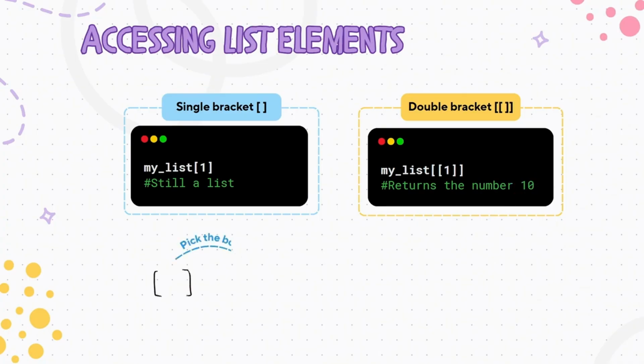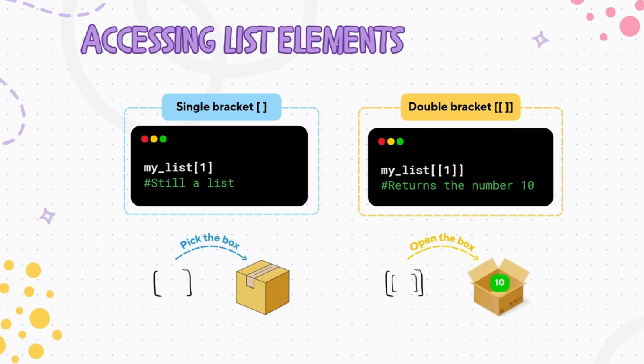The single bracket gives you a smaller list, like taking a box but not opening it, while the double bracket, or let's say the double square bracket, opens the box and actually gives you the object that is inside it. And you will see this everywhere in our scripts. And now you know exactly why.